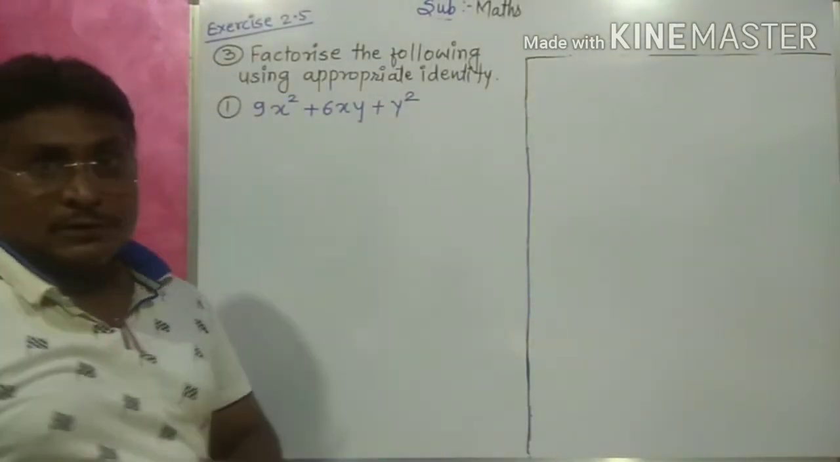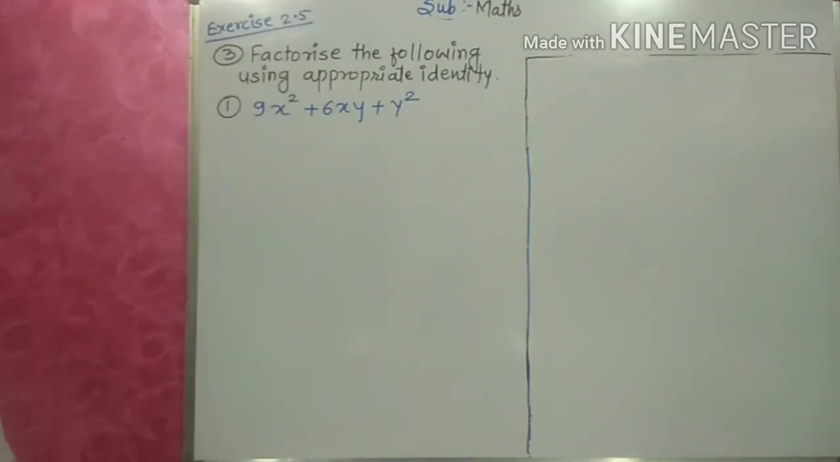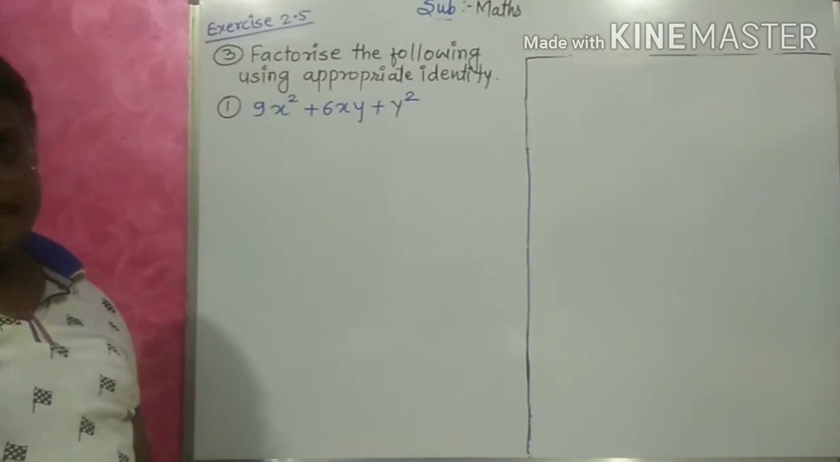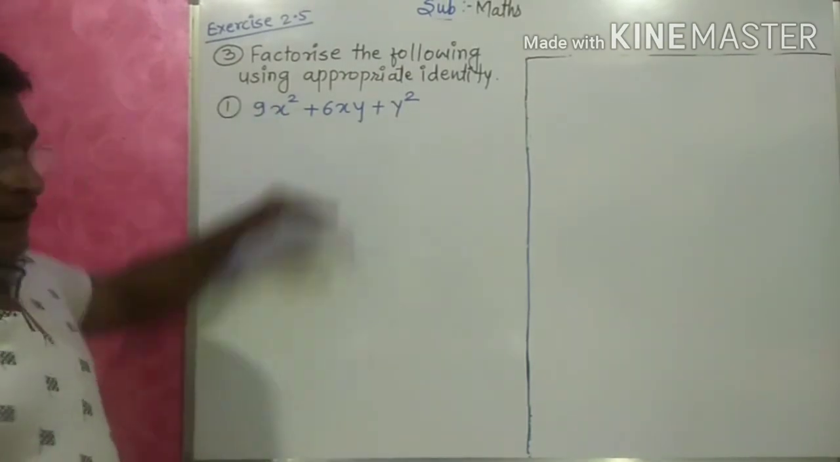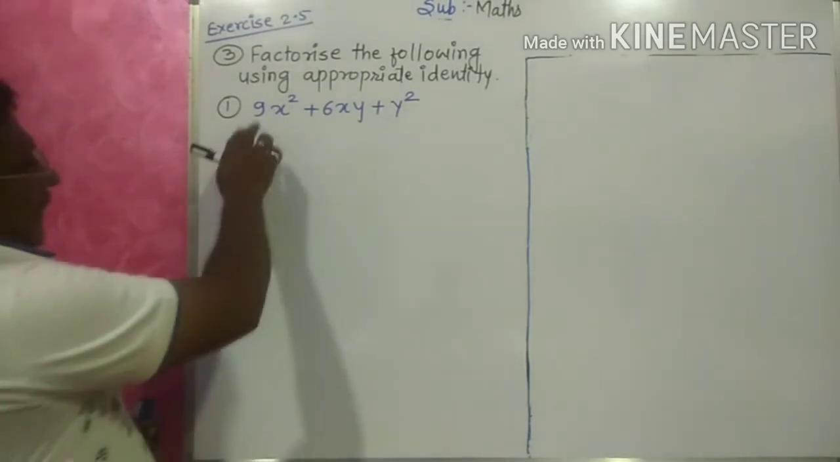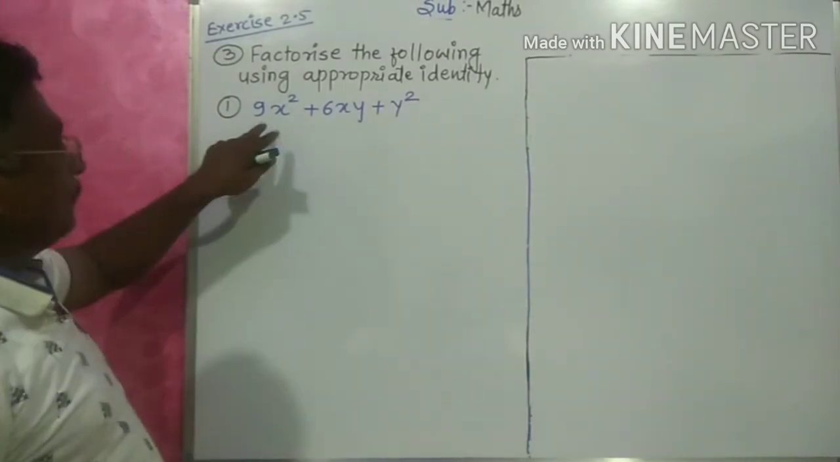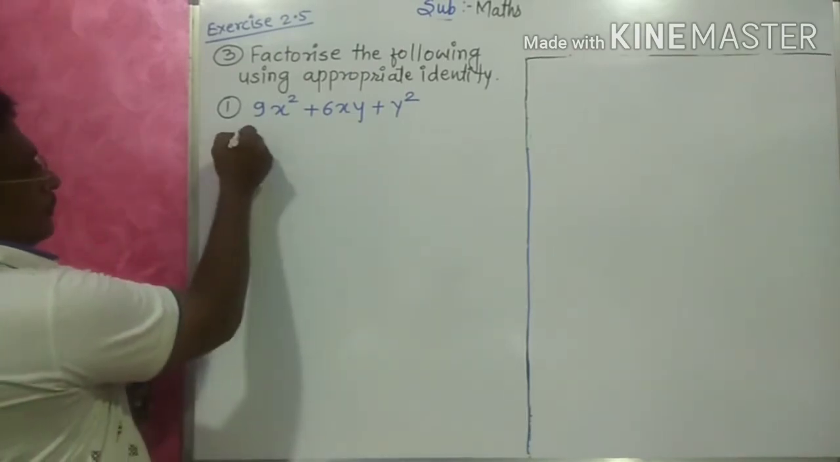So now third question from exercise 2.5. Factorize the following using appropriate identity. So here also factorization will come. Means we have to write the factors. So first you check it. First and last term is perfect square or not. So first and last term is perfect square. So what has to be done?